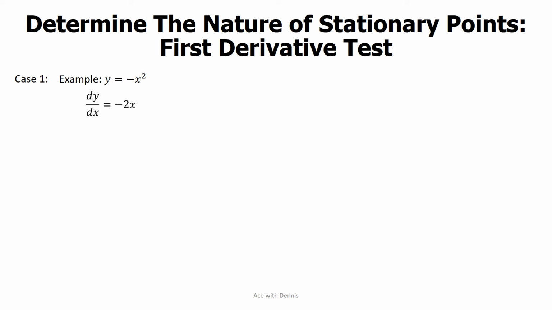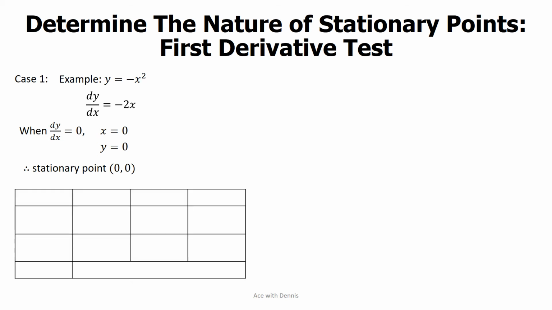Firstly, we have to differentiate this equation: dy over dx equals negative 2x. When dy over dx equals 0, x will be equal to 0. Hence y is equal to 0. Therefore, the coordinates of the stationary point will be (0, 0). Now, can you tell what type of stationary point this is? It is quite difficult to know.